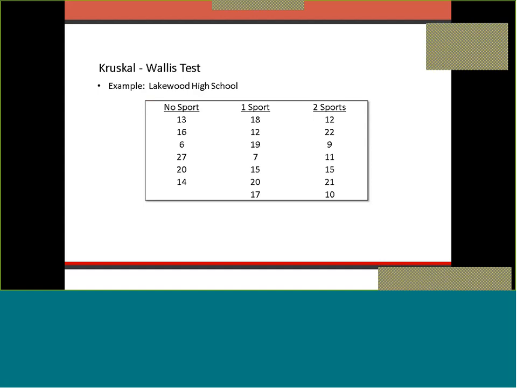So this is the sample we have: no sport, one sport and two sports. Have you observed any interesting thing in the Mann-Whitney-Wilcoxon test and the Kruskal-Wallis test? Here there is no restriction that the sample sizes are the same. Yes or no? Correct? Not required.